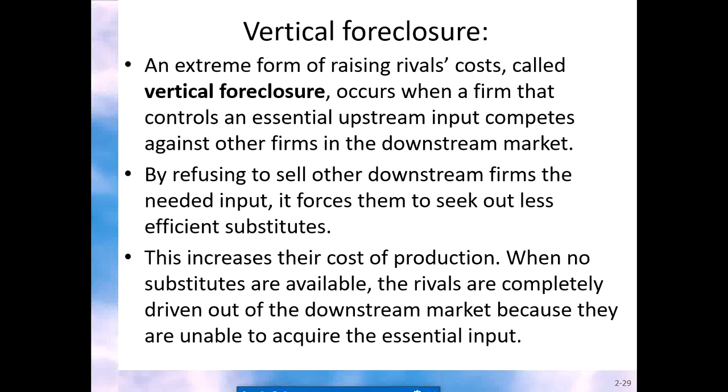So what is vertical foreclosure? An extreme form of raising rival cost called vertical foreclosure occurs when a firm that controls the essential upstream input competes against other firms in the downstream market. By refusing to sell other downstream firms the needed input, it forces them to seek out less efficient substitutes. Therefore, this increases their cost of production. When no substitutes are available, the rivals are completely driven out of the downstream market because they are unable to acquire the essential input. So you can block them from entry.